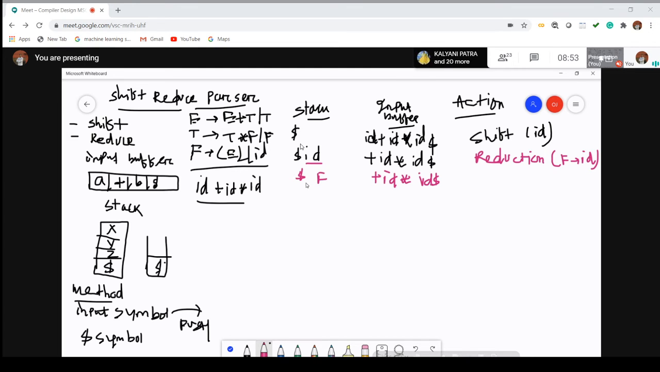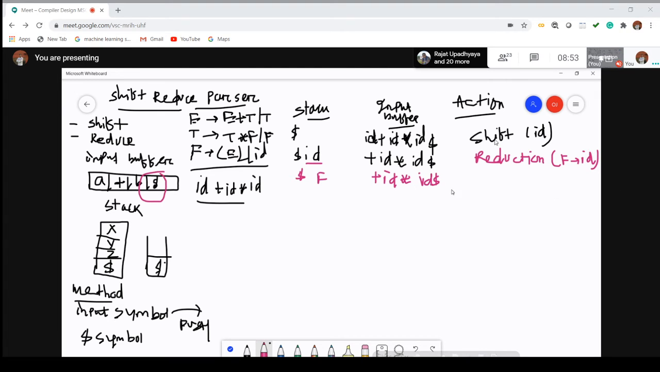So F stays the same. Okay, next, the input ending with a dollar. What is the use of this dollar? It indicates that once you reach the dollar, the input string has already been parsed. It is a right-hand marker. Whenever you reach the dollar symbol, it indicates that the whole string has been parsed. So we have to put a dollar symbol at the end of the input string.